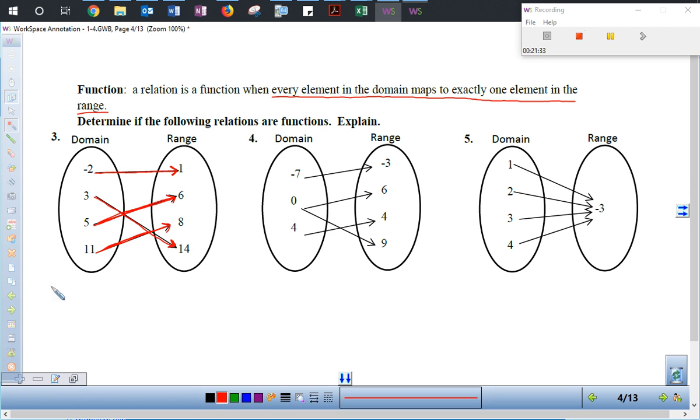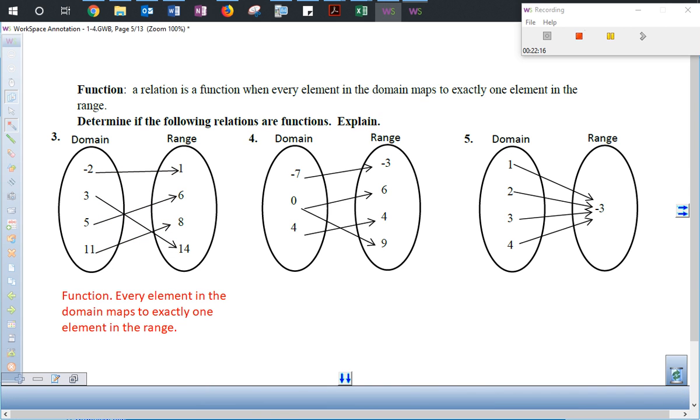So we need to start by writing function. However, there's this tricky word right here, and that says explain, which means we need to go a little bit more into detail. And we know it's a function because every element in the domain maps to exactly one element in the range. So we need to write that. This is a function because every element in the domain maps to exactly one element in the range. If you need to pause the video and write that down, please do so.